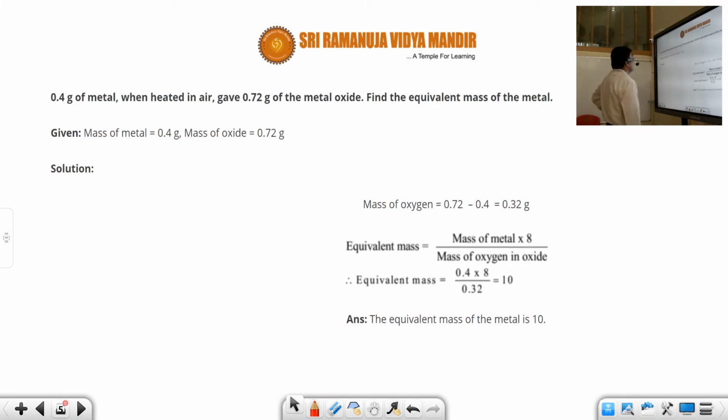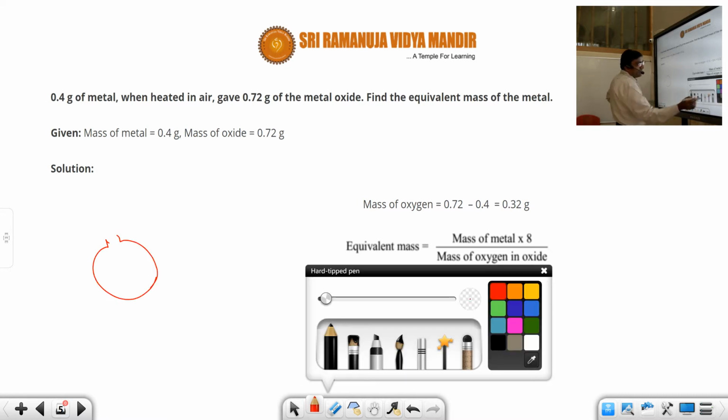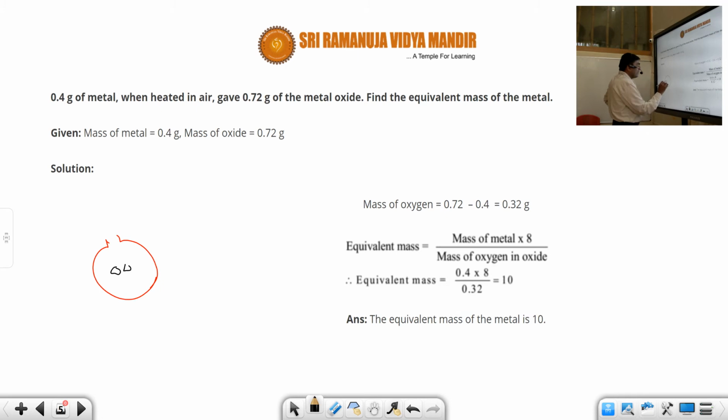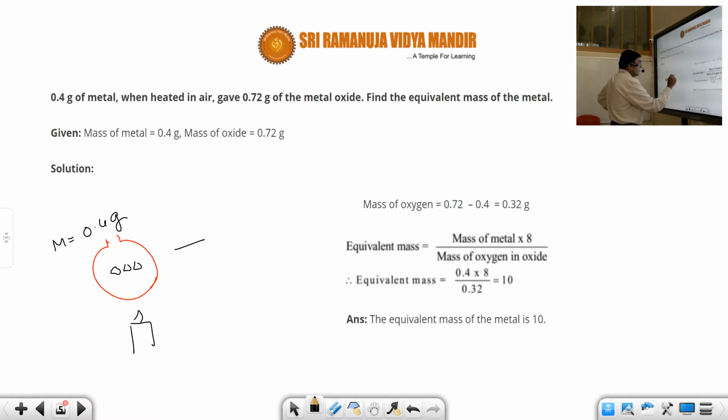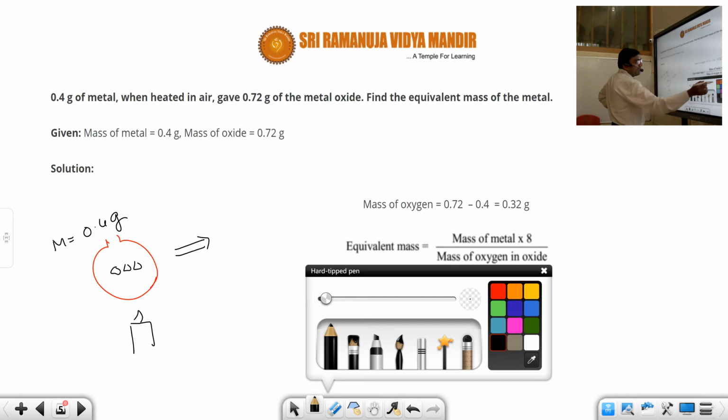Now let us see one example of how to solve a question associated with equivalent weight. 0.4 grams of a metal is heated in air to give a metal oxide. So I have taken a metal of 0.4 grams, and when it is heated in air, it leads to the formation of a metal oxide.